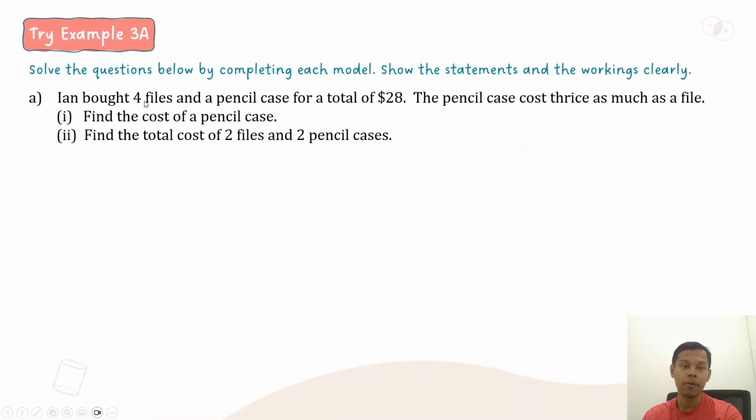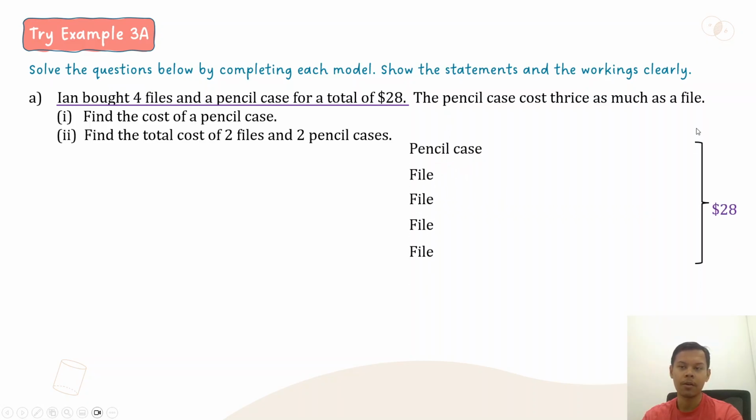Okay, Ian bought 4 files and a pencil case for a total of $28. The pencil case costs thrice as much as a file. Find the cost of a pencil case. Okay, so we have 2 items here: we have file and we have a pencil case. Let's draw this box first. We have file, and a pencil case. All of this is going to be a total of $28.